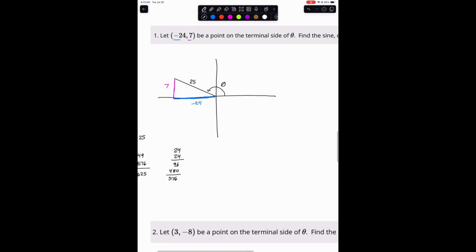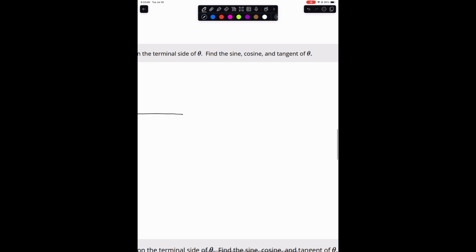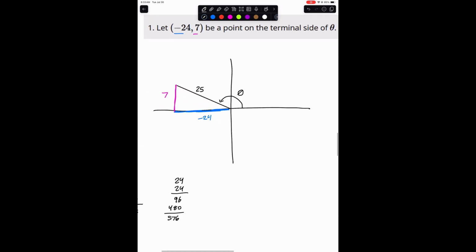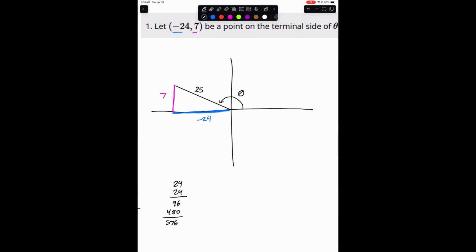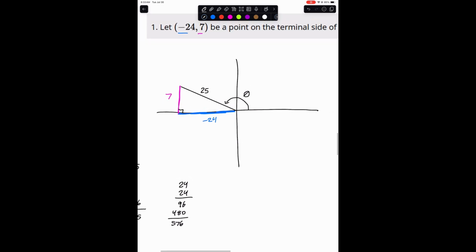So anyways, we need to find sine, cosine, tangent. Now, how do we do this if our angle is outside the triangle, right? So we have a concept called reference angle. We find the smallest angle from either side of the x-axis to the terminal side. In this case, it would be this angle. So I'll call this phi.